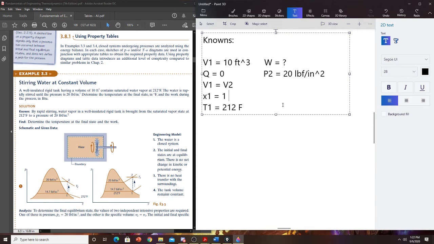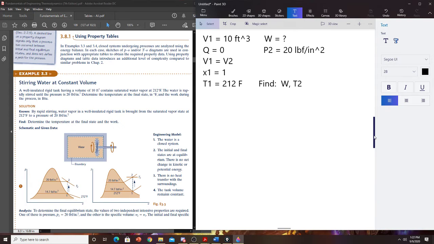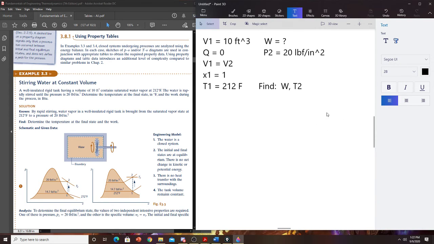And what we are trying to find is work, and we want T2. So that is what we're looking for: work and temperature 2. So let's go ahead and put that there. Our first step here, we've got to find everything we need to know about state 1. You guys would probably agree we need to find some properties associated with state 1.